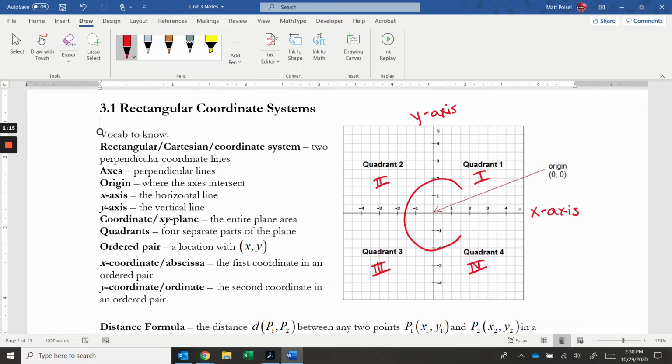Okay, ordered pair. This part's really important. It says ordered. That means it does matter. The X always comes first. It should be pretty easy to remember because that is alphabetical order also.